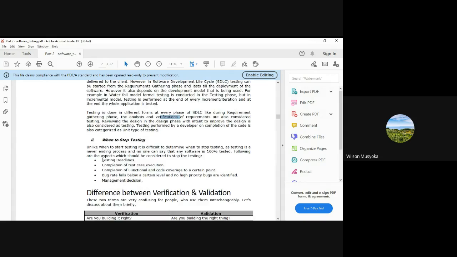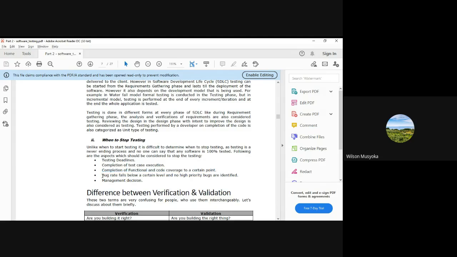Again, when do we stop testing? You can stop testing once you are sure that the system is working 100%, which is something that is very difficult. So testing can stop when there is a deadline. You can always put a deadline for when to start and when to stop testing, or when you have completed the test execution process, or when you have captured all the functional requirements of the system and at a certain point you feel that you have covered all the requirements.